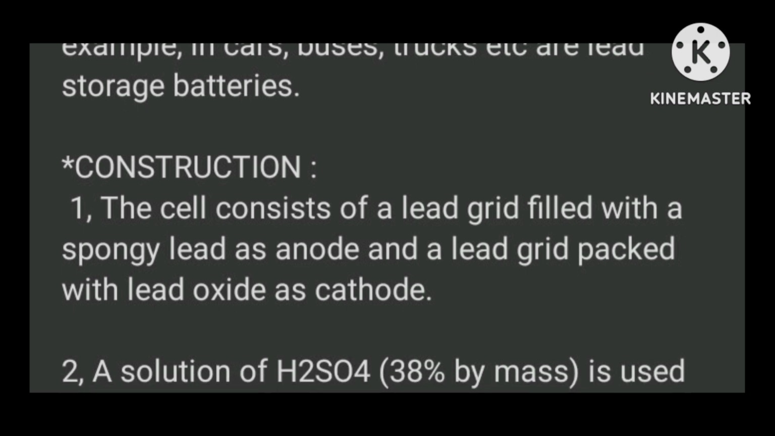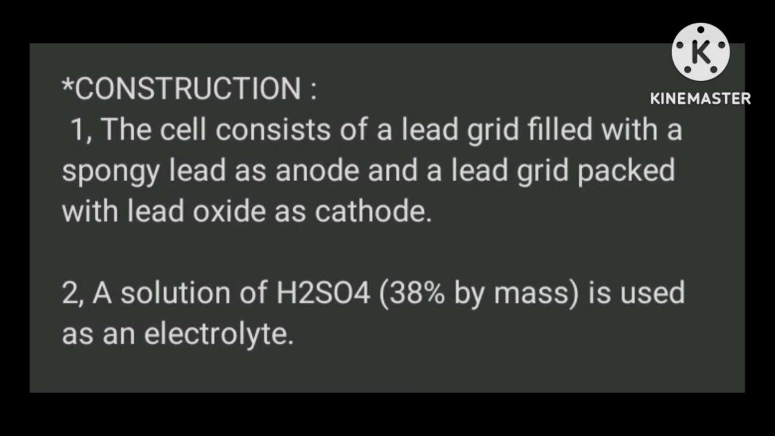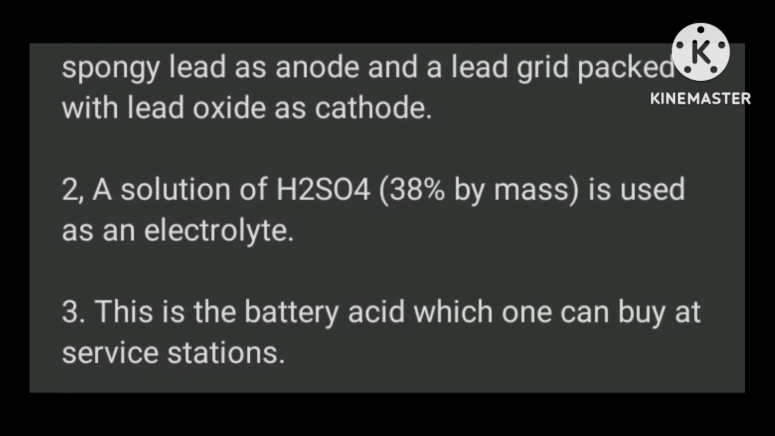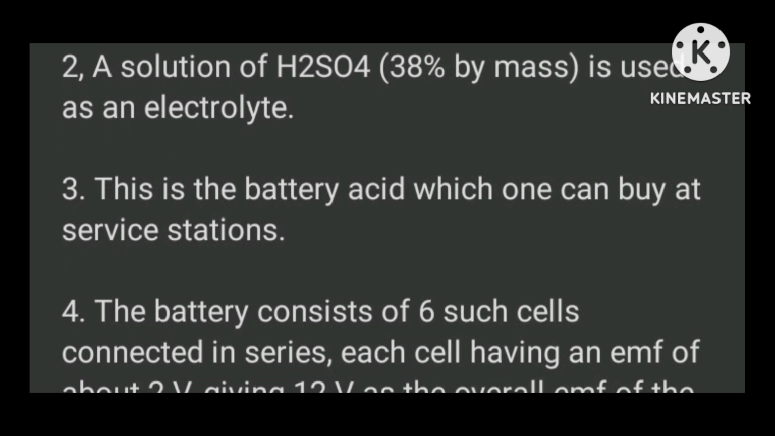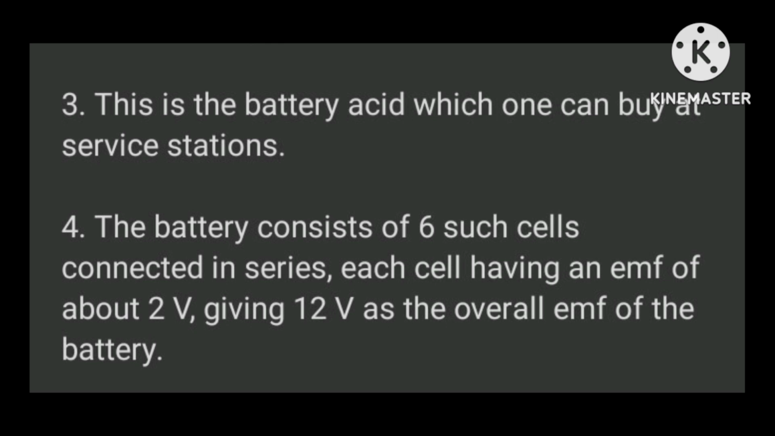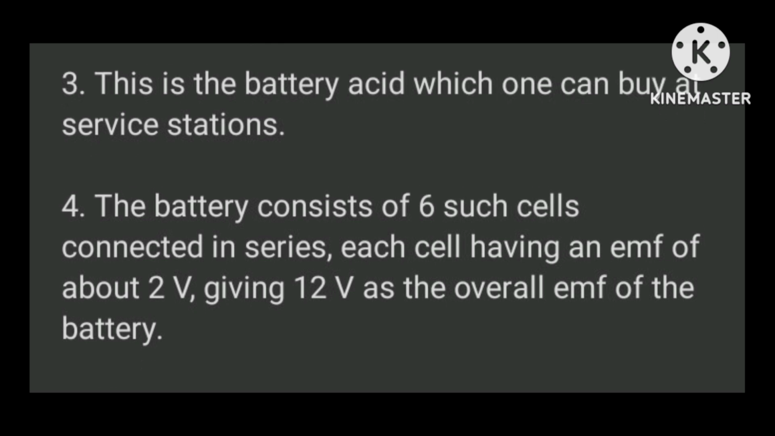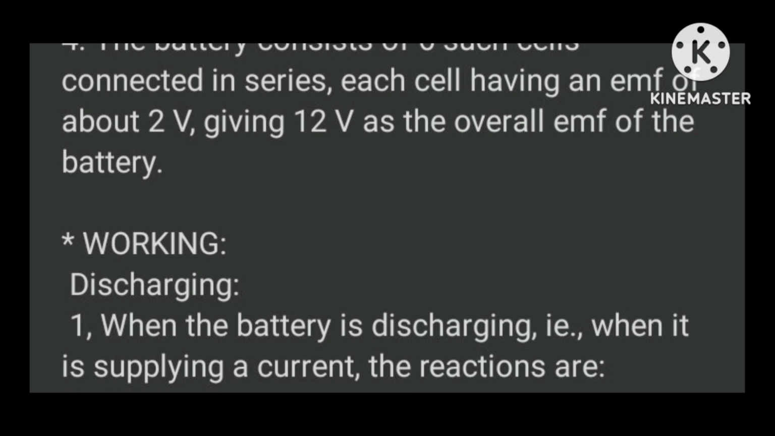Construction. 1. The cell consists of a lead grid filled with spongy lead as anode and a lead grid packed with lead oxide as cathode. 2. A solution of H2SO4, 38% by mass, is used as an electrolyte. 3. This is the battery acid which one can buy at service stations. 4. The battery consists of 6 such cells connected in series, each cell having an EMF of about 2 volt, giving 12 volt as the overall EMF of the battery.